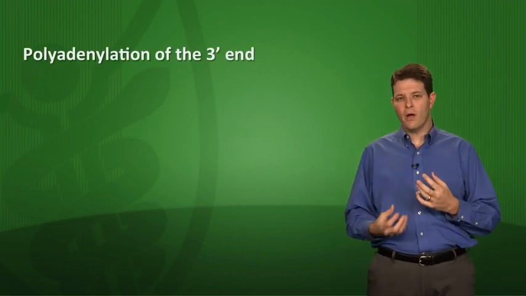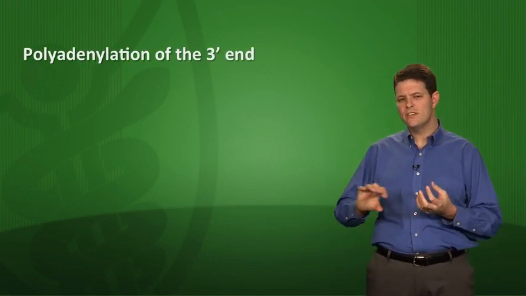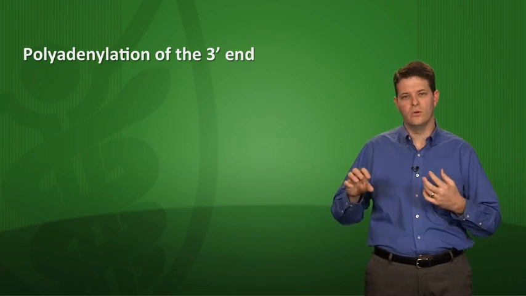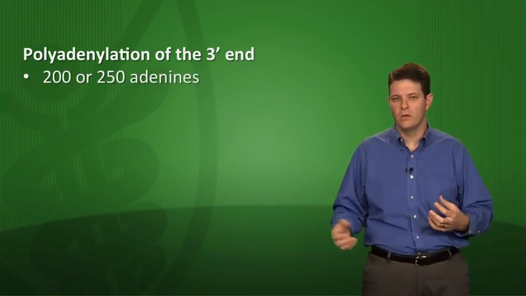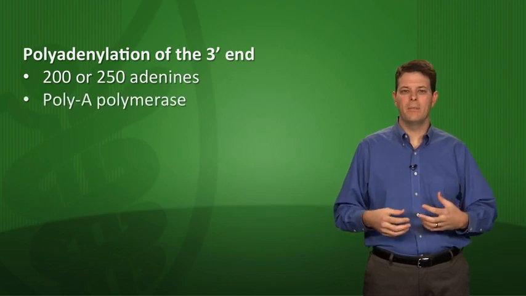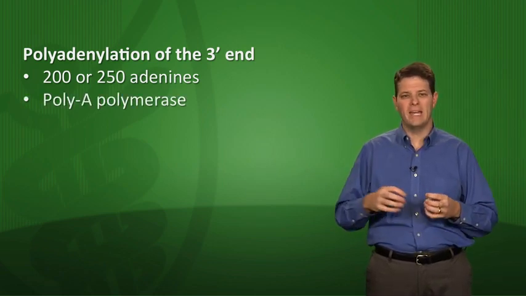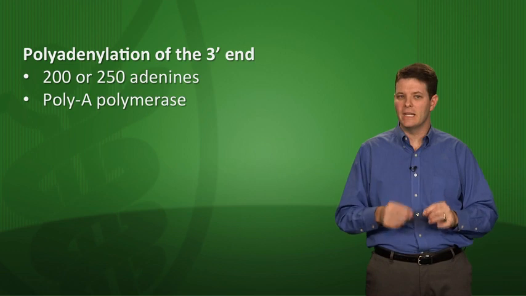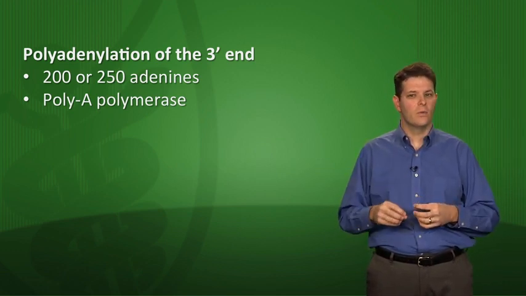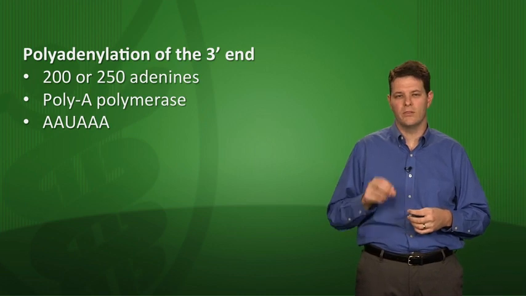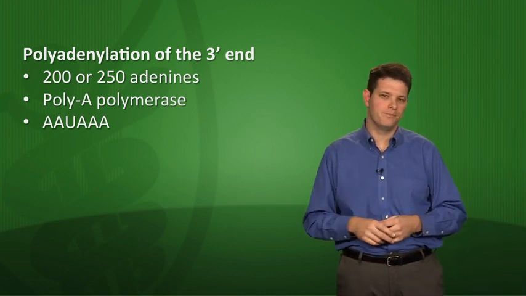Polyadenylation of the 3' end means that you're adding a huge string of adenines onto the 3' end, something like 200 or 250 adenines in a row. There's an enzyme called poly-A polymerase that creates this poly-A tail without needing a DNA template. But there is a specific signal that gets it started, which is AAUAAA. So it's AAUAAA.